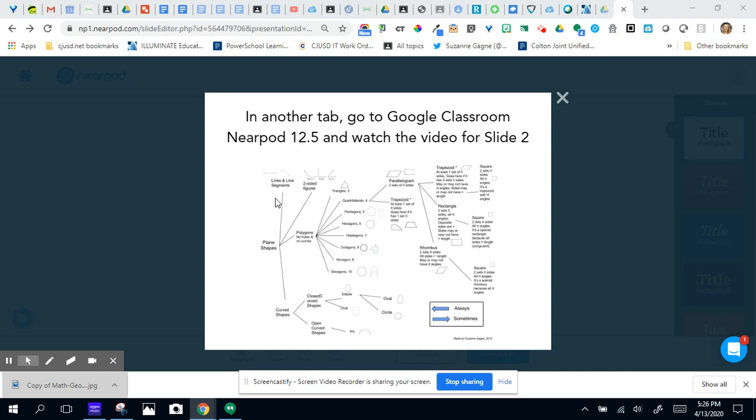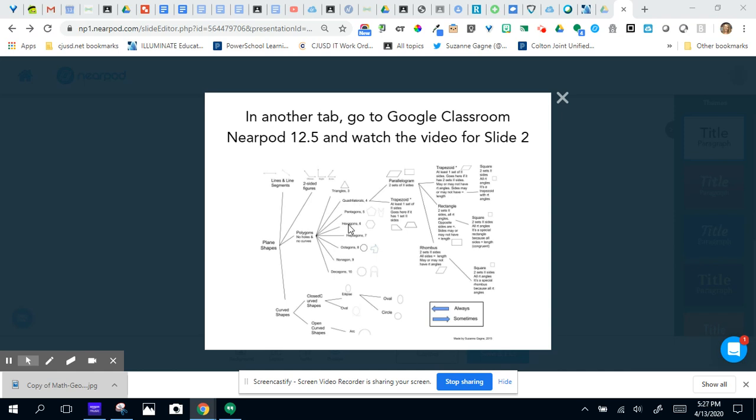There's several categories: lines and line segments, two-sided figures, which are your angles. You have curved shapes down here, all these different types of curved shapes. And then here we have a special class of figures called polygons. Polygons, there are several types. The three-sided ones are called triangles. The four-sided ones are a very special category that we're going to go into more depth with today.